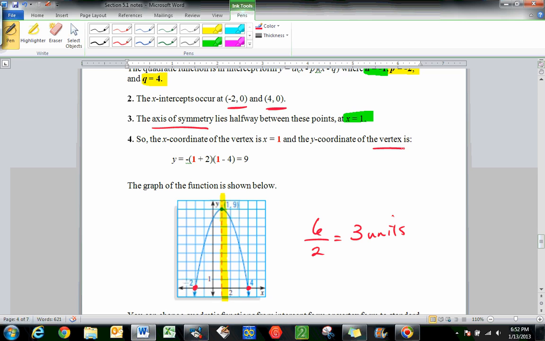And the way we do that is, since x equals 1 on the axis of symmetry, that is the same value that x will equal in the quadratic. So we plug in the number 1 and y equals 9, giving us a vertex of (1, 9). And we can graph that point.